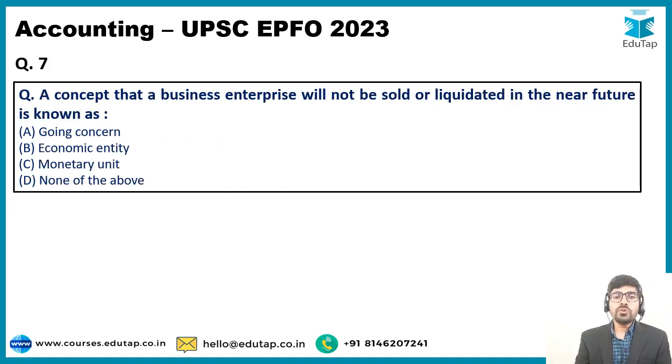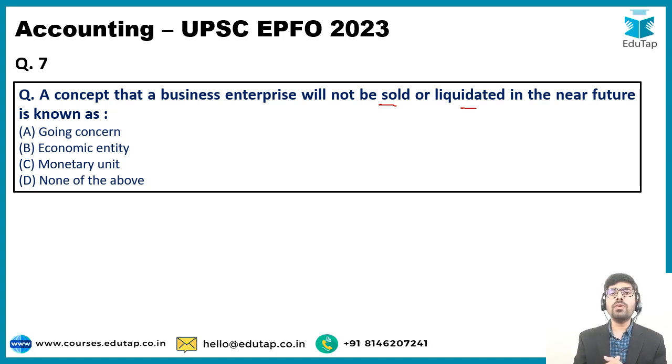Now coming to the next question, a concept that a business enterprise will not be sold or liquidated in the near future is known as. Okay, so whenever we are preparing the financial statements of a business enterprise, we assume that this business is to be carried on forever or for a very long period of time. We are not going to shut down this business in, let's say, 1 year, 2 year or 3 years. So this business we are going to continue to operate for a foreseeable period of time. We are not going to just wind it up in a year or 2 years. So this is the basic assumption that all accountants are making while preparing their accounts or financial statements.